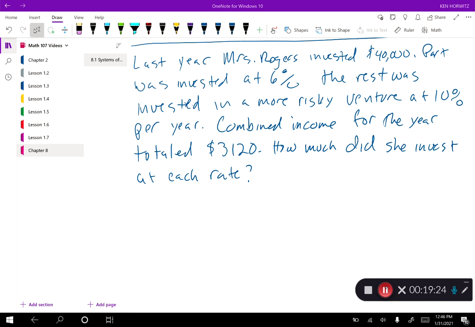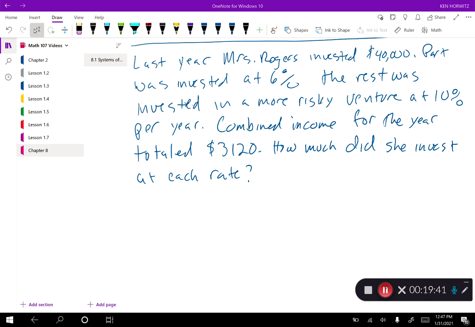All right, so this is a fairly typical problem. I use the setting of money, but the setting could be a mixture of chemicals, a mixture of coffee. There's a variety of different settings it could be. But overall, these problems usually take about the same shape.